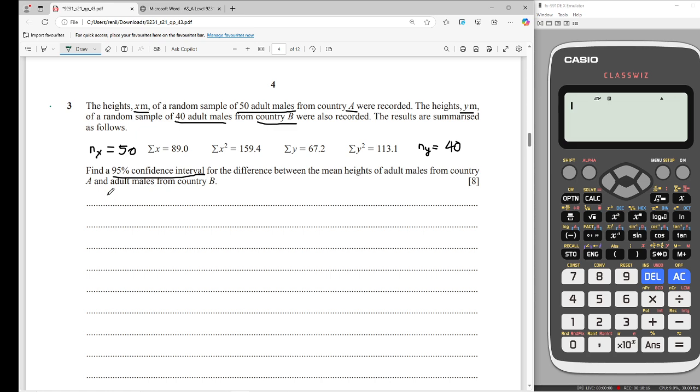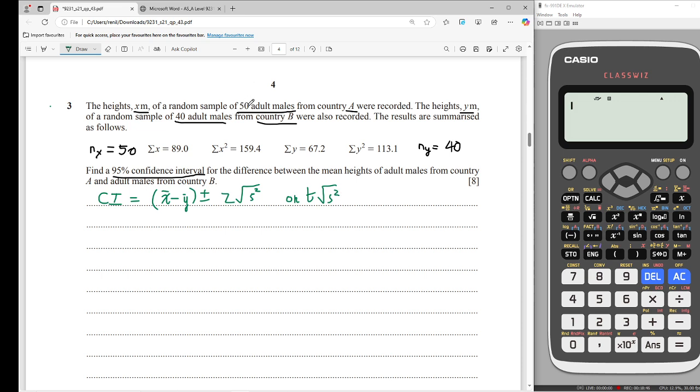So for a confidence interval CI, the formula for this is equal to the difference of the means, which is X mean minus Y mean, plus or minus. Now we use a Z or T value which is multiplied by the root of S2. So do we use Z root S2 or do we use T root S2?